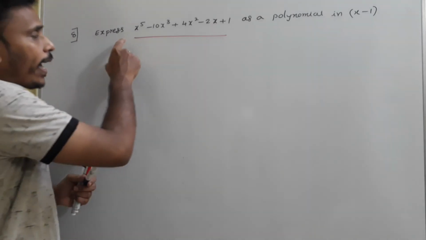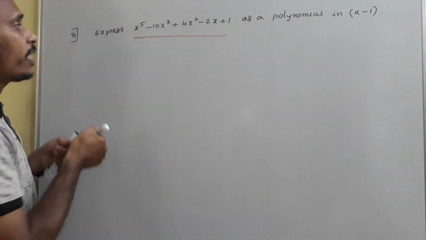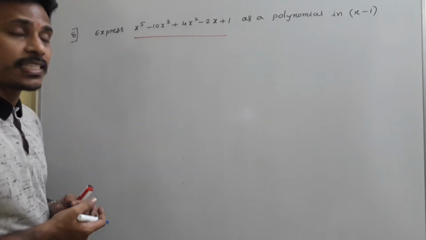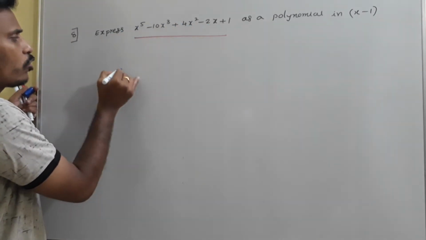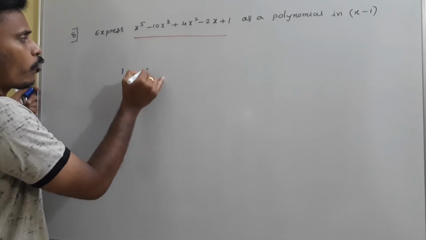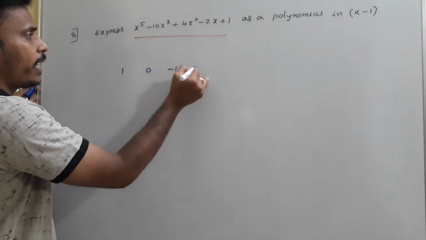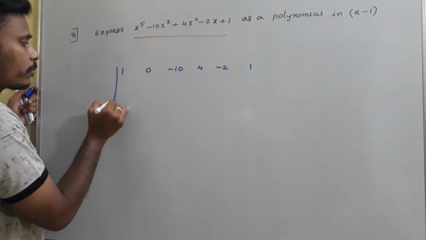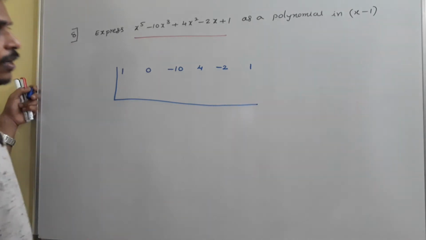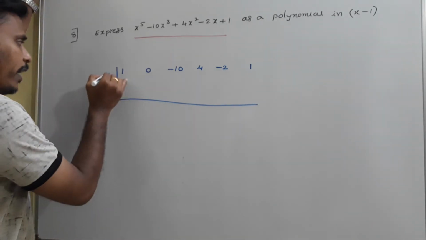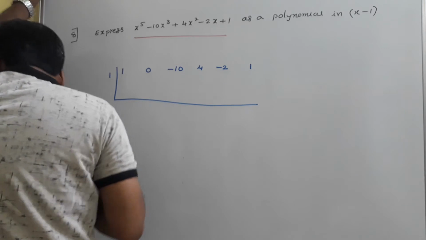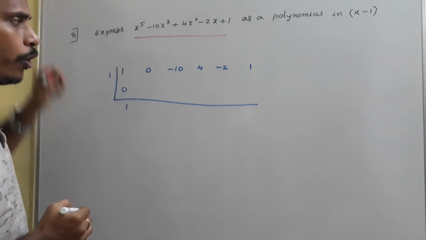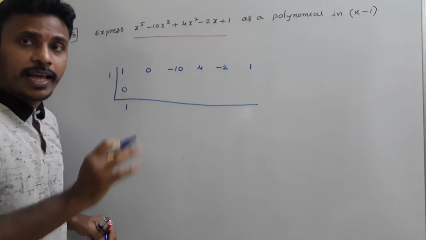To express this polynomial as a polynomial in x minus 1, you just go with synthetic division using x minus 1 as a linear factor. So for that, list out the coefficients: 1, since x power 4 is not there, 0, x cube minus 10, x square 4, minus 2, and then 1. I will use synthetic division. Since x minus 1 is a factor, take 1. I think you all know it. If you don't know, you just revise the previous class on synthetic division.